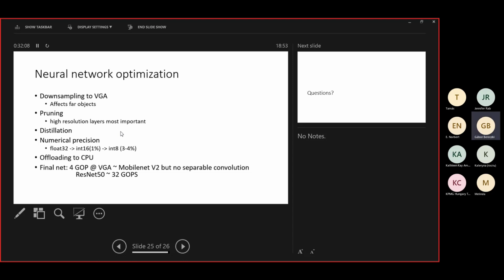And basically the final network was about 4 billion operations per image. It was about the same size as MobileNet V2, which was the top small network at that time. But MobileNet V2 used this trick with the separable convolution, which we could not do on our hardware. So I think that ours was better. As a comparison, the state of the art at that time, ResNet 50, was 8 or 10 times bigger.